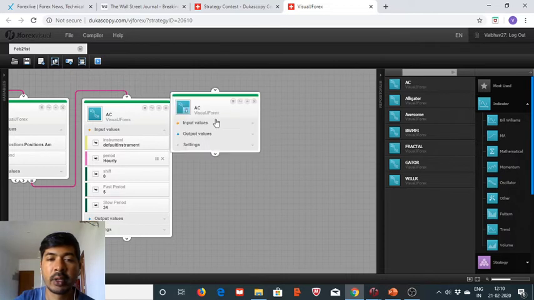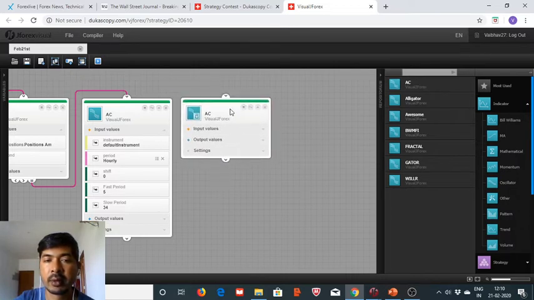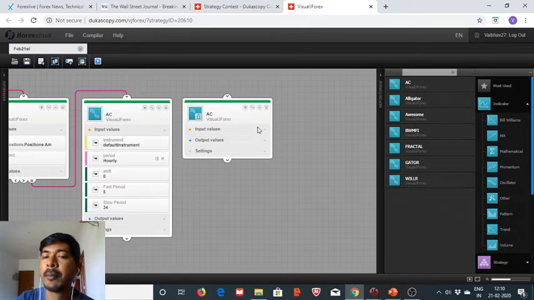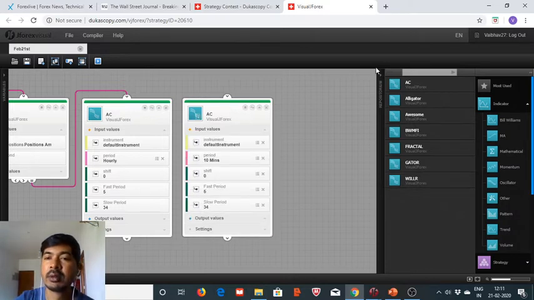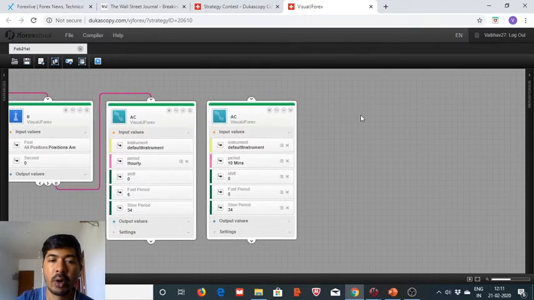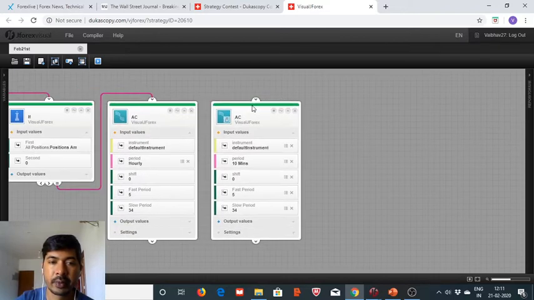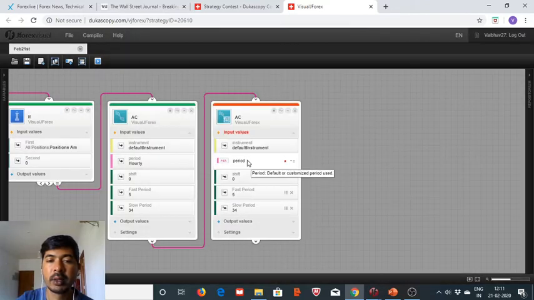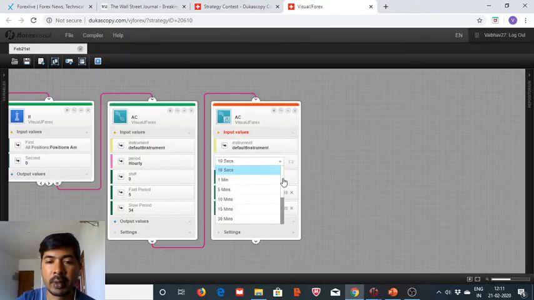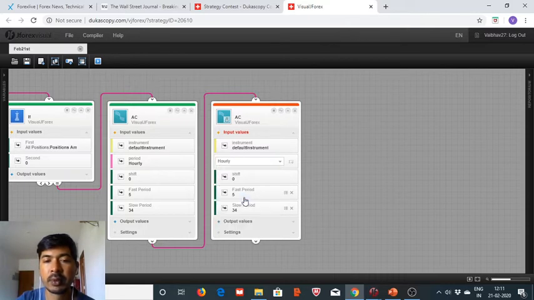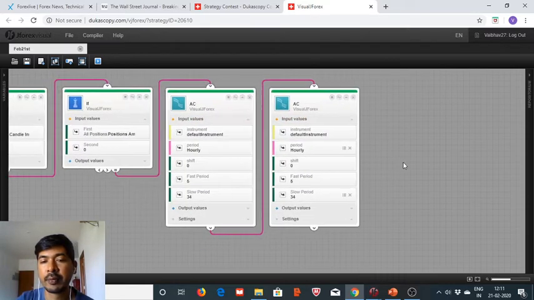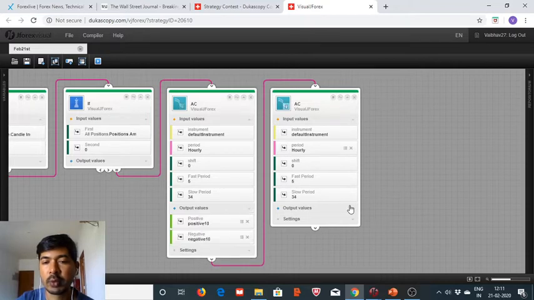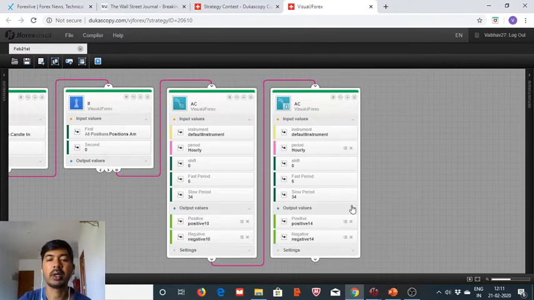And here we have brought in another block, and here also we will be utilizing the hourly time frame. So we choose the hourly time frame here, and output values positive, positive and negative.